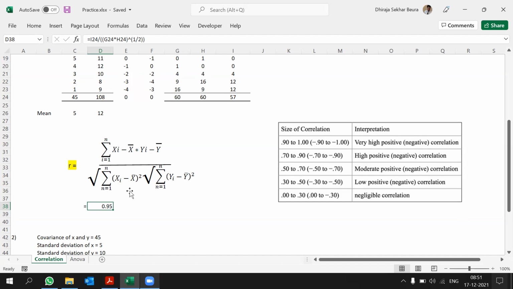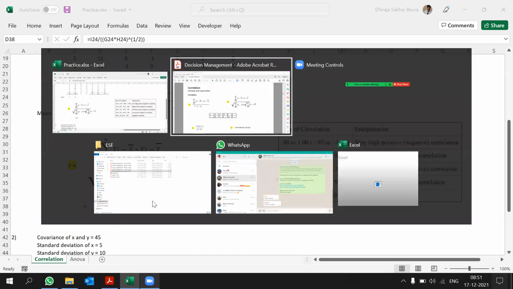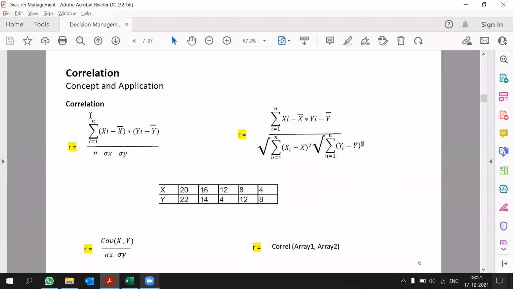Now, if we are dividing here by n and dividing there by n, and multiplying by root n, then it becomes nothing but this formula. Give me 1 second. Can you see it? The same formula can be written like this also. Exactly the same formula. Standard deviation is nothing but whatever is in this part divided by n. So if you do exactly the same thing, divide by n, standard deviation x, standard deviation y, that would also give us the correlation.